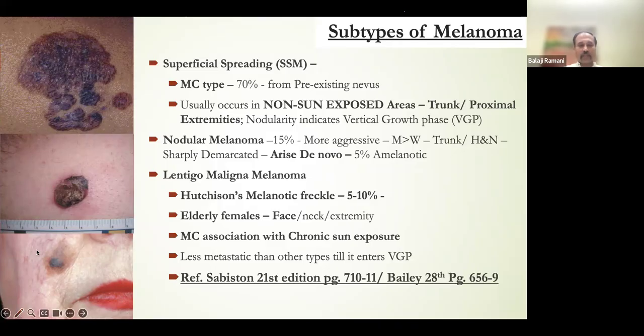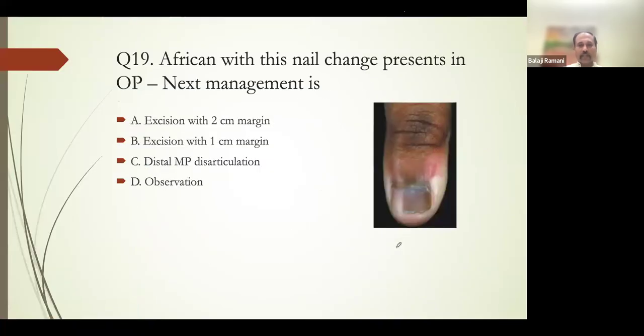So these are the ones that are a little different from what we usually find. They are more aggressive. They arise de novo, and 5% are amelanotic. It happens in the trunk and head and neck areas, and they are usually very sharply demarcated. Lentigo melanoma, we already saw, is associated with chronic sun exposure and is less metastatic than the other types.